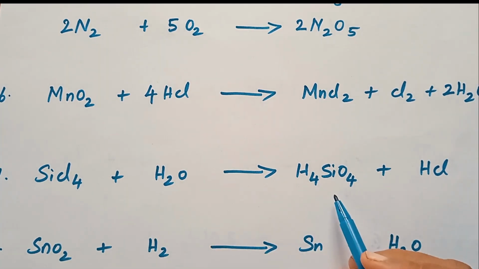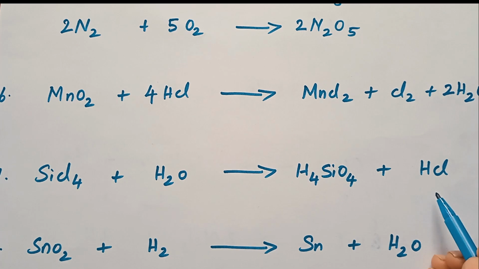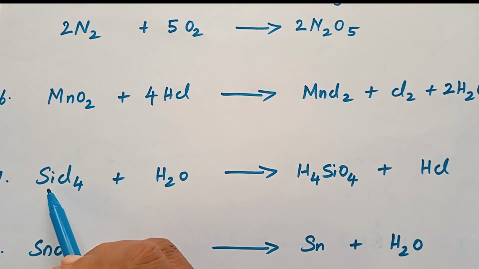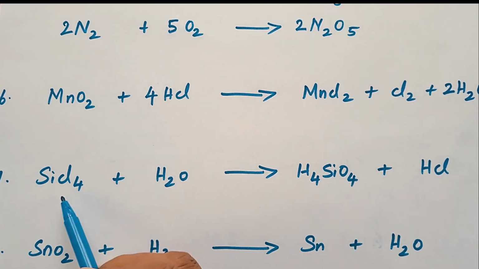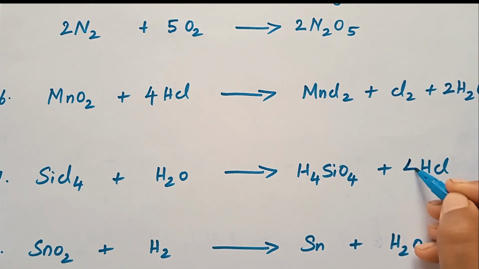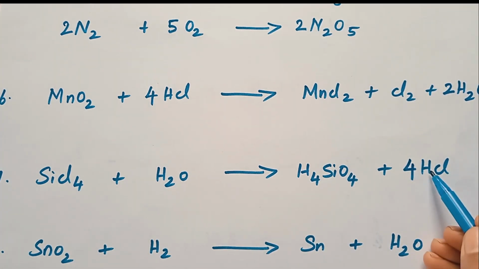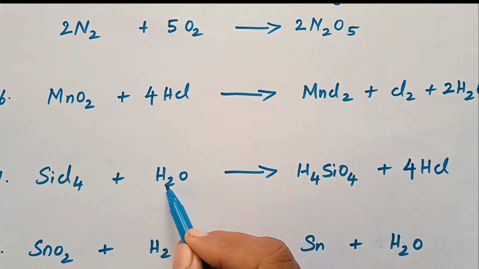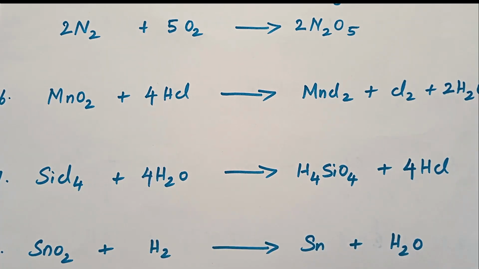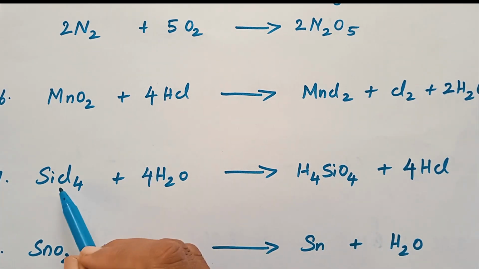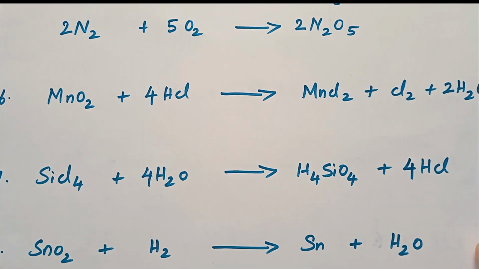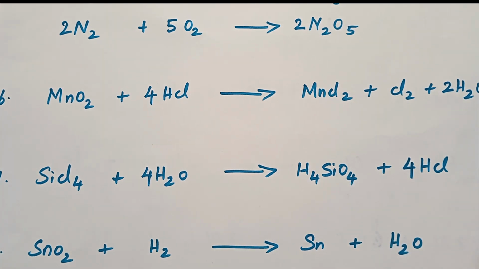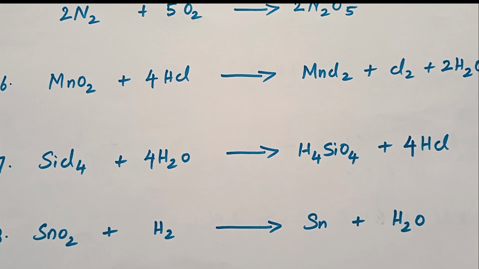Now we'll move on to the next one. SiCl4 plus H2O gives H4SiO4 plus HCl. In this case, first check for Si, that is silicon, it is balanced. Check for chlorine, it is 4 here, but here it is only 1, so we'll add 4 here. Now check for hydrogen, it is 4 plus 4, 8. But here it is only 2, so you should get 8, so we'll add 4 over here. Now check for chlorine, it is 4, here also it is 4, that is also balanced. Hydrogen is also balanced. Check for oxygen, it is 4, and here also it is 4, so the equation is balanced.